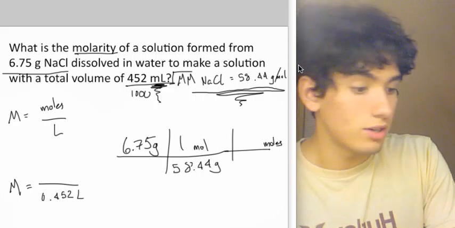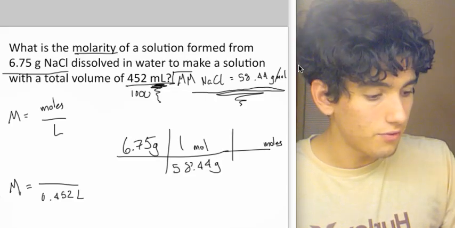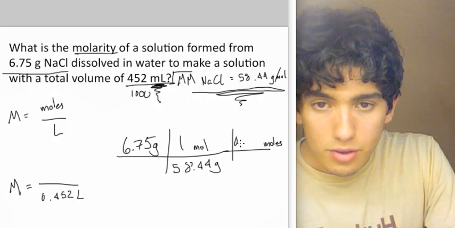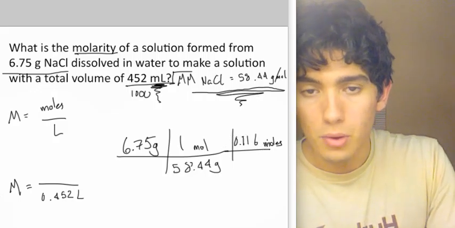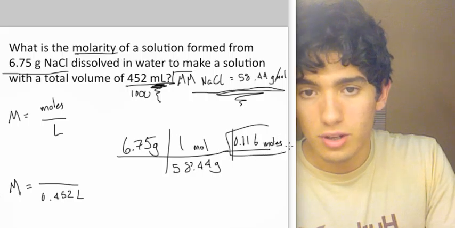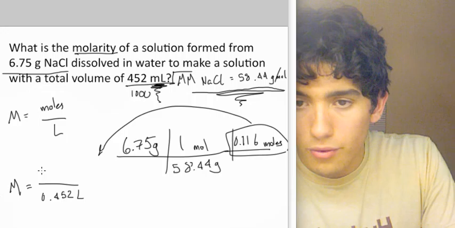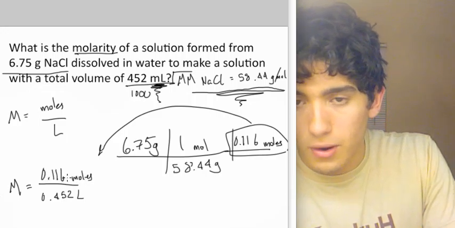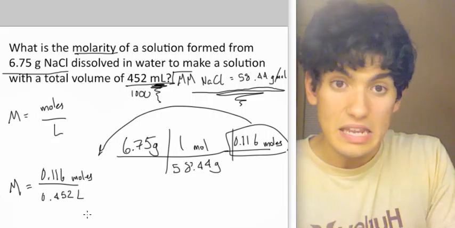I'm going to bust out the calculator. 6.75 divided by 58.44. And we know that we have 0.116 moles of sodium chloride in this solution. Okay, now we're just going to take this and punch it into our formula over here. Great, so we've set up our whole formula. That wasn't so hard, just two things we had to figure out. That wasn't even that difficult, really.